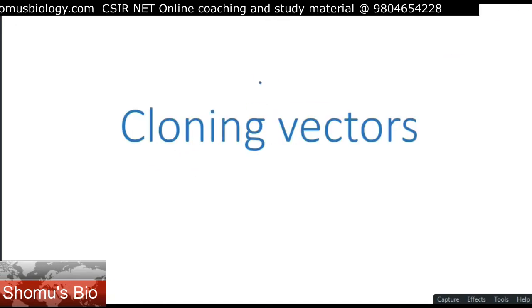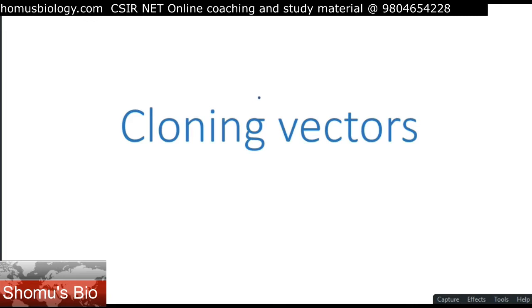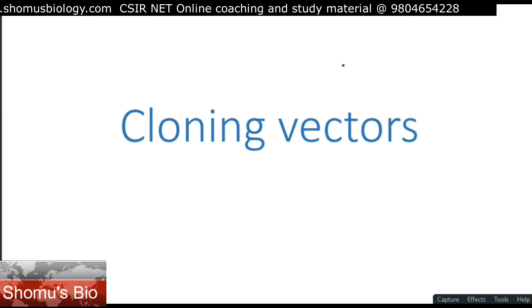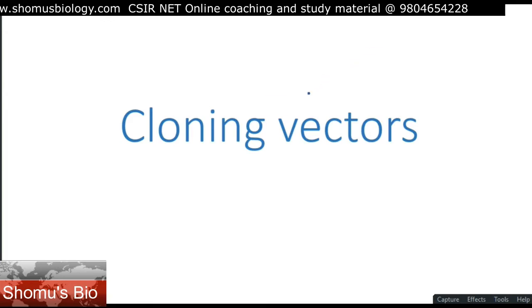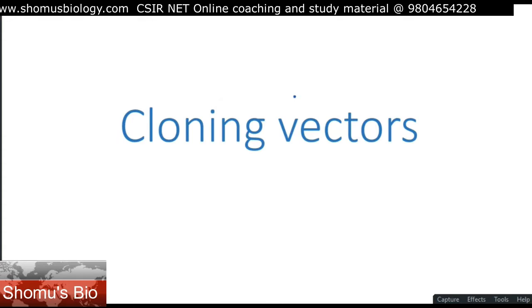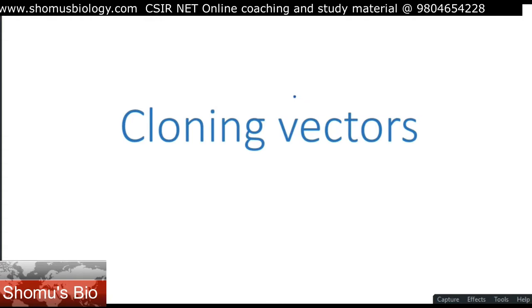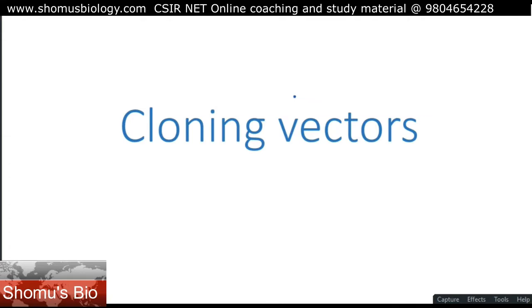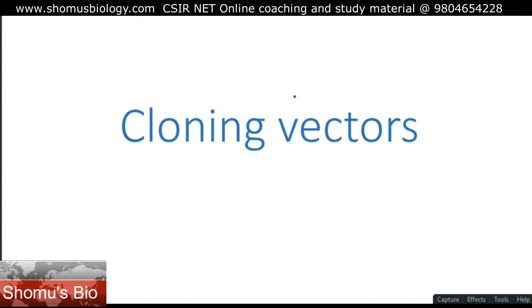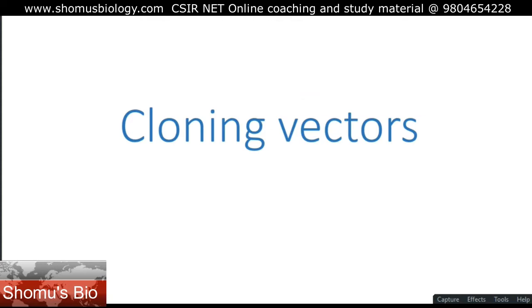So first things first, we want to talk about cloning vectors. We will talk about cloning itself: what is cloning in the very first place, how cloning is done, and then we will see in detail why we have different vehicles involved in the process of cloning, okay?